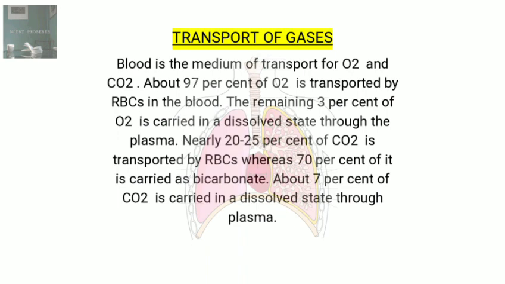Transport of gases. Blood is the medium of transport for O2 and CO2. About 97% of O2 is transported by RBCs in the blood. The remaining 3% of O2 is carried in a dissolved state through the plasma. Nearly 20 to 25% of CO2 is transported by RBCs, whereas 70% of it is carried as bicarbonate. About 7% of CO2 is carried in a dissolved state through plasma.